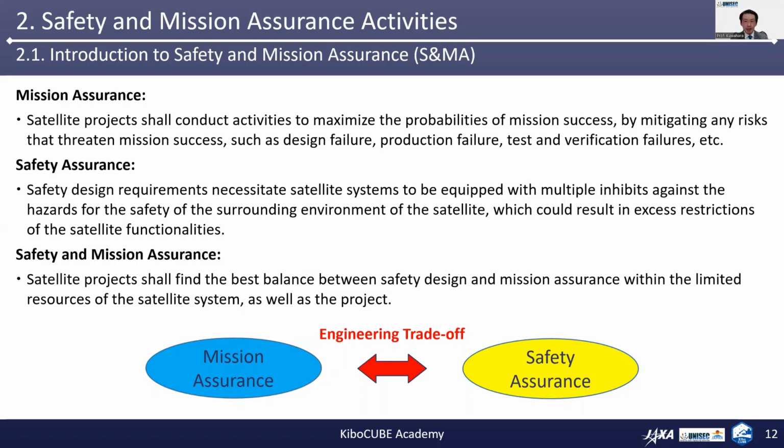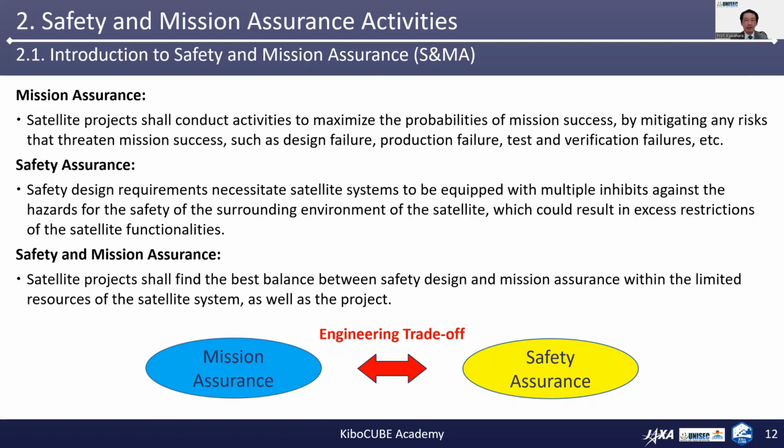For mission assurance, satellite projects shall conduct activities to maximize the probabilities of mission successes by mitigating any risks that threaten mission success, such as design failure, production failure, test and verification failures, etc. Whereas safety assurance is an activity to fulfill any safety requirements criteria of the system.